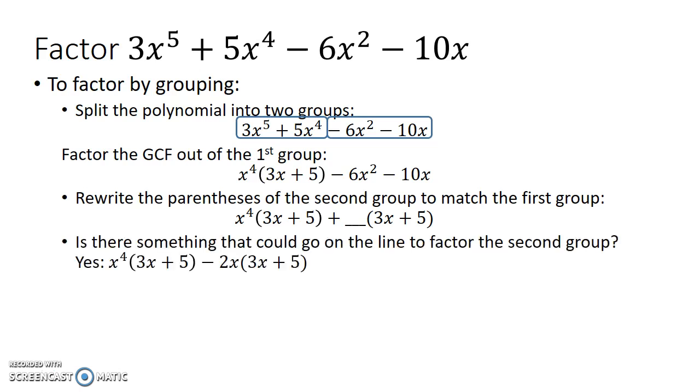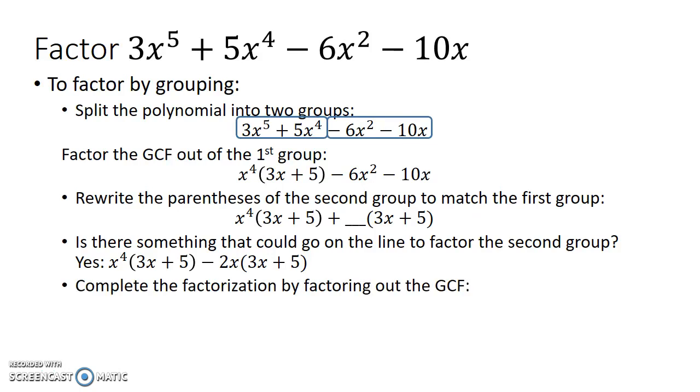In this case, yes. If I change what's on the line to be negative 2x, now negative 2x times 3x, there's my negative 6x squared, and negative 2x times 5, there's my negative 10x. What's written there is equivalent to the original polynomial. Again, we needed to have what was in the parentheses match. That was the most important part because now we're going to factor it out as a GCF. When I factor it out, I end up with 3x plus 5, there's my GCF, times everything else, x to the fourth minus 2x.